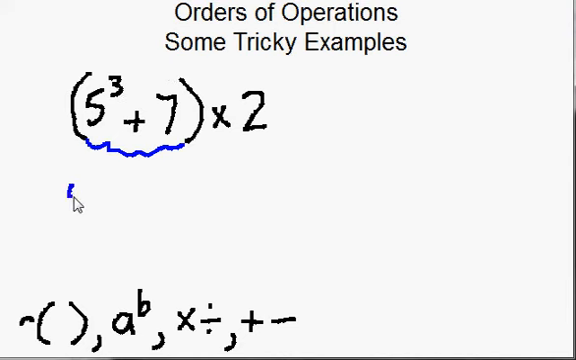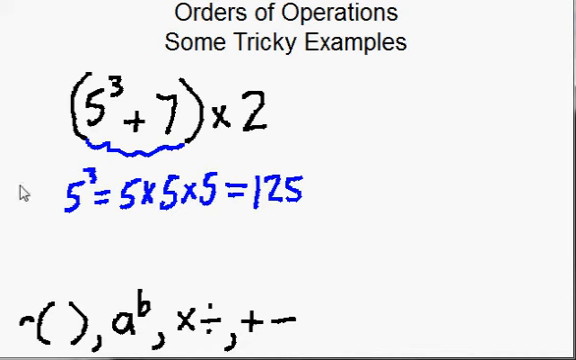So 5 to the third power is equal to 5 times 5 times 5, which is 25 times 5, which is 125. So let's just remember 5 cubed is 125.